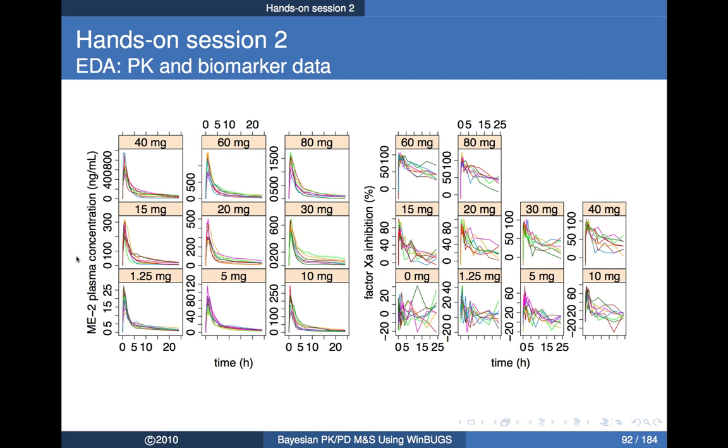First is time courses, so I'm plotting the plasma concentration of drug versus time for all the different treatment arms, and then doing the same for the factor Xa inhibition, looking at those. Now again, they were all measured at the same time, so we can create these data pairs where we look at the plasma concentration versus the factor Xa inhibition, or actually the other way around.